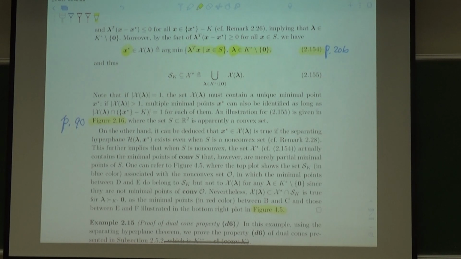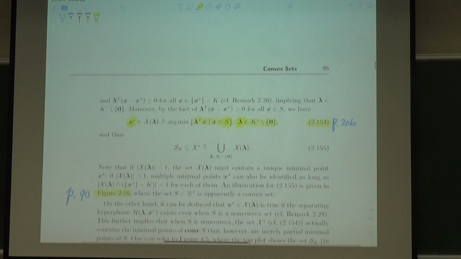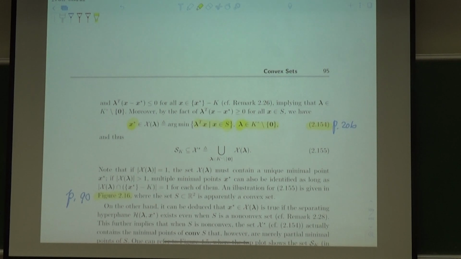So with this remark, we have, after some analysis, we end up with this equation, by the separating hyperplane theorem. Then now we should be back to page 206.